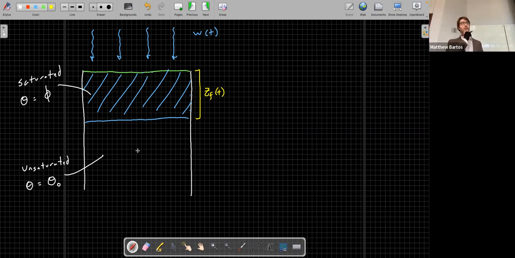If we multiplied cumulative infiltration by the area, that would give us the total volume. So I'll give you a hint. We have that the soil moisture content below the wetting front is theta naught, and the soil moisture content above the wetting front is phi. So what happens when we get a wetting front of depth ZF of T? What is our cumulative infiltration in terms of those three variables?